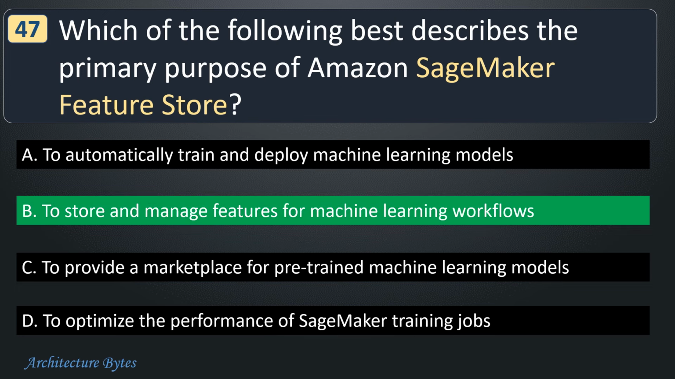Option B, to store and manage features for machine learning workflows, is the right answer here. Amazon SageMaker Feature Store is a fully managed, purpose-built repository to store, update, retrieve, and share machine learning features. This enables feature sharing among data scientists and machine learning engineers, and ensures feature consistency across training and inference.